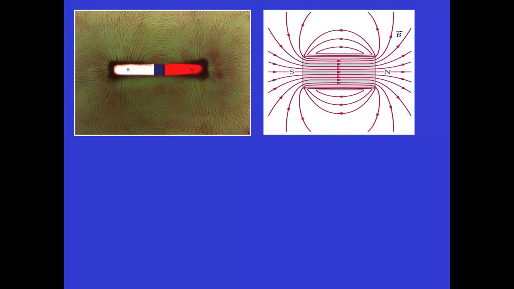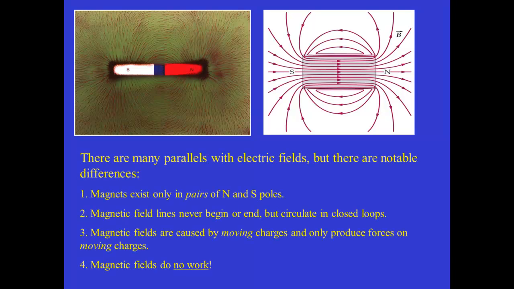Here's another schematic that shows the magnetic field profile of a solenoid. The convention is that magnetic field lines emanate out from north poles and circulate around to go into south poles. And while there are many parallels between electric and magnetic fields, there are notable differences with magnetic fields. One of the things that we see in nature that is a little bit surprising to us is that magnetic fields in magnets exist only in pairs of north and south poles.